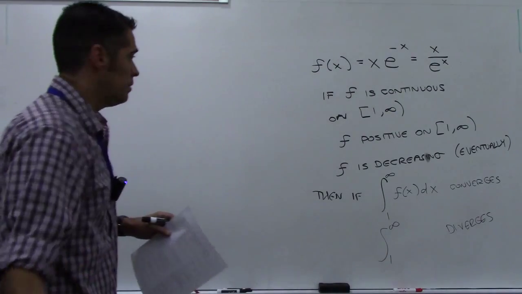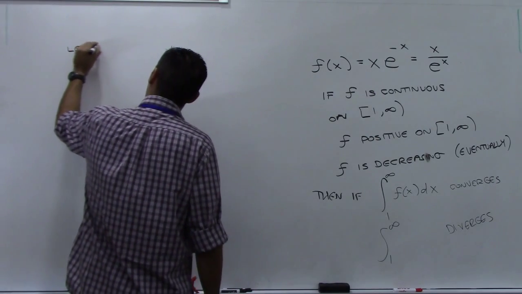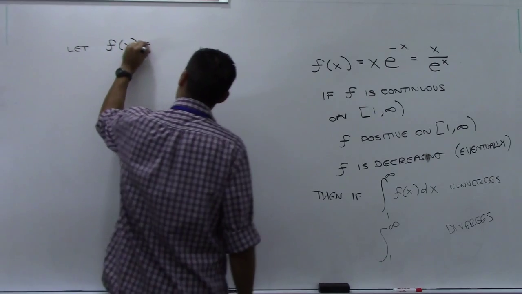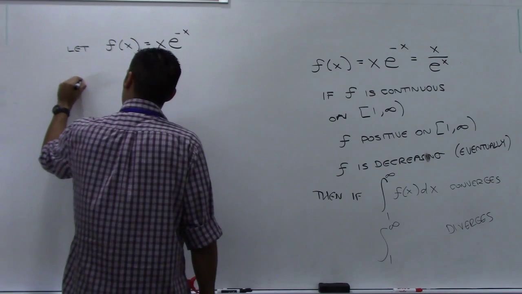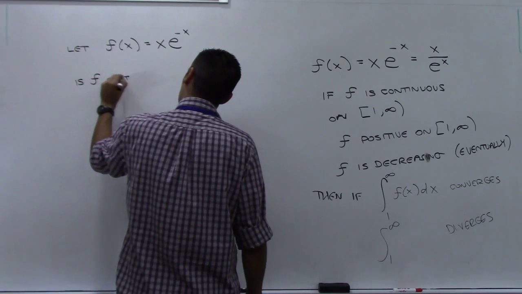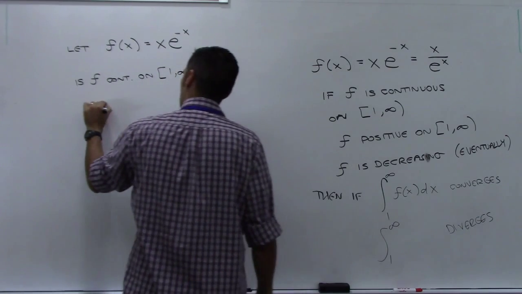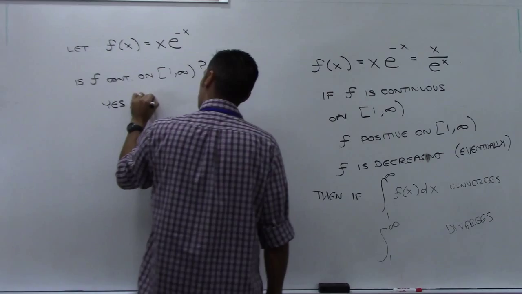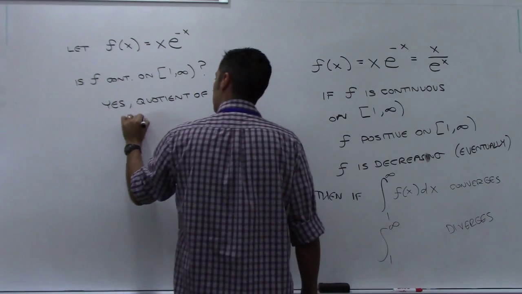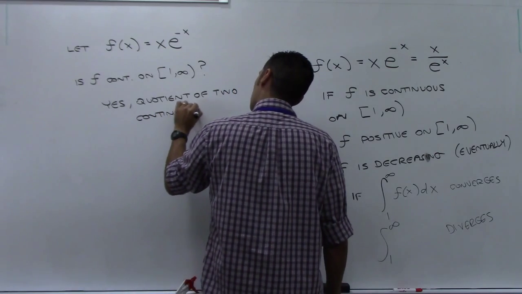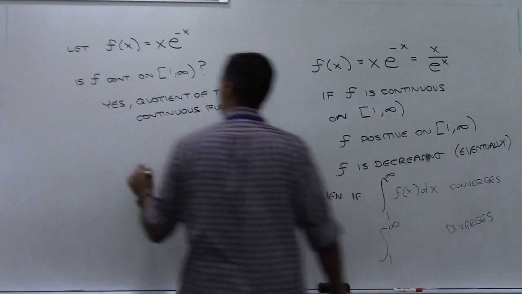So here we go. I'm going to do it formally now. This is just me thinking. Okay. Let f of x be equal to x e to the negative x. Is f continuous on 1 to infinity? Yes. It's the quotient of two continuous functions. Okay, first part's done.